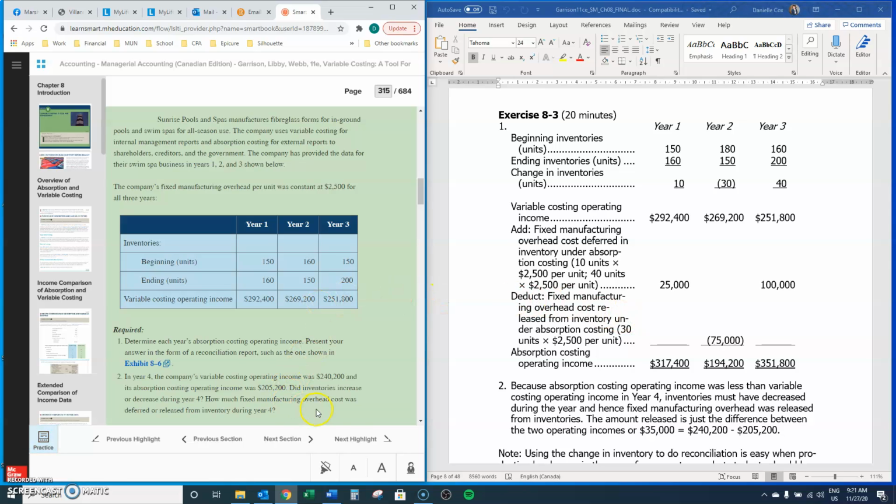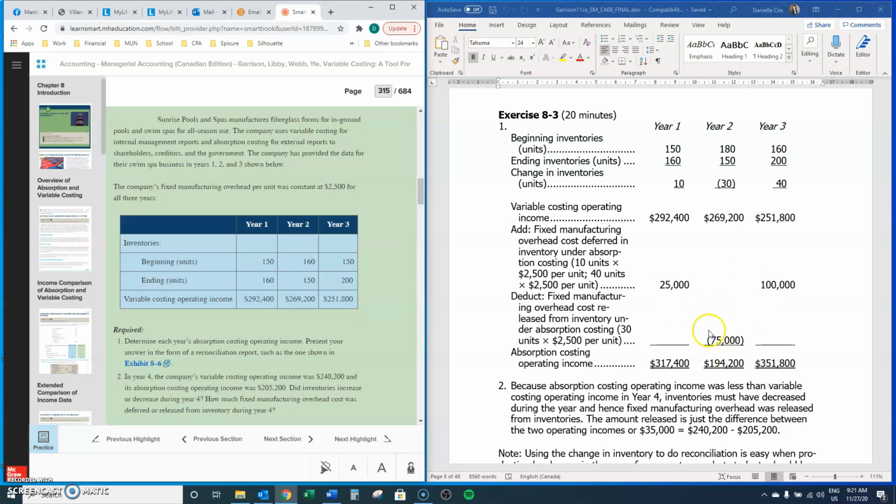Okay. Part 2. In year 4, the company's variable costing operating income was $240,200, and its absorption costing operating income was $205,200. So variable costing was higher. Did inventories increase or decrease during the year? Well, just so you can visualize, look for a year here where variable costing was higher, and that was in year 2. Our variable costing income was higher than our absorption costing.